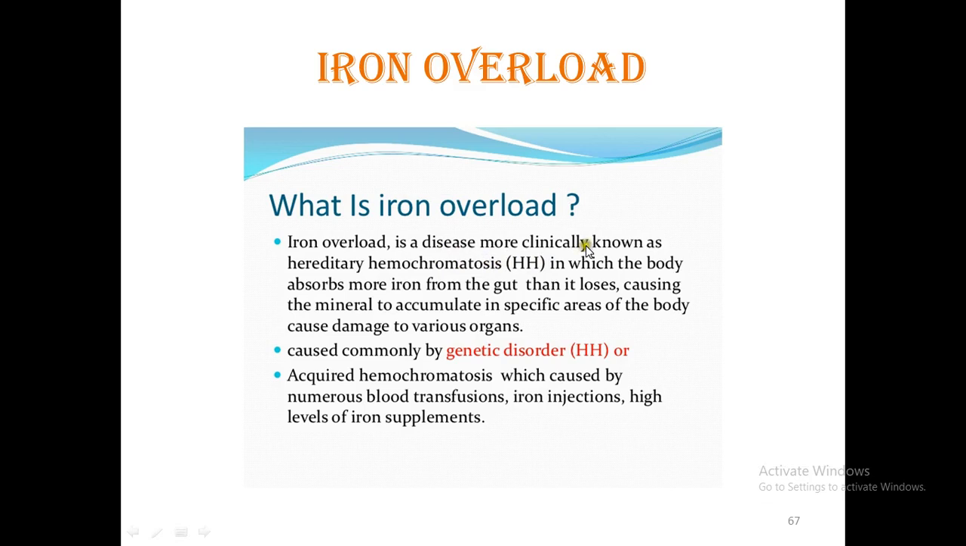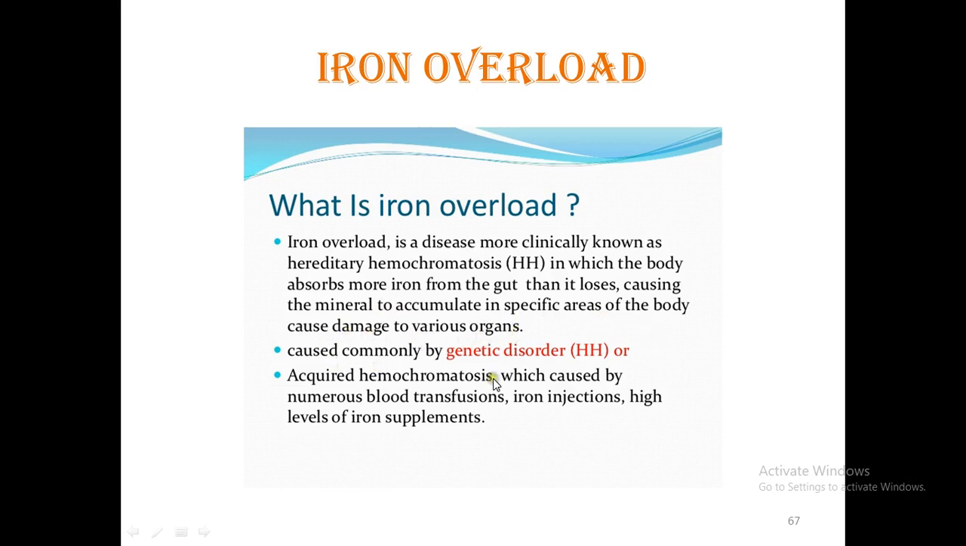Iron overload is a disease which is clinically known as hereditary hemochromatosis or bronze diabetes, in which the body absorbs more iron from the gut than it loses, meaning we know that 1 milligram is absorbed and 1 milligram is lost. So the iron is in an enclosed equilibrium. But if the body starts absorbing more iron than normal, then it is losing, then of course what's going to happen? That excess iron is going to get stored in the body, causing the mineral to accumulate in specific areas of the body, causing damage to various organs.